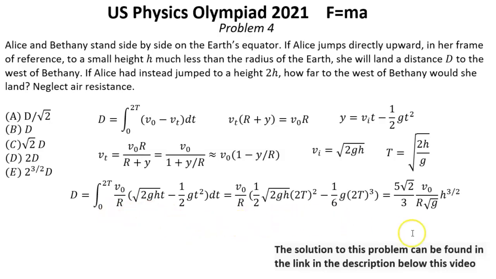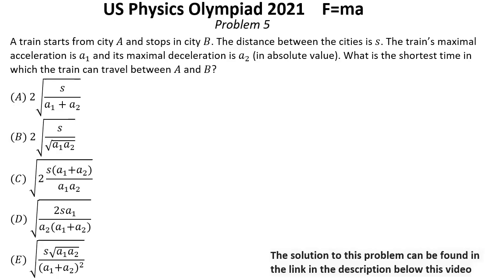Now after calculations we have that distance equal this expression, which is proportional to h power 3 over 2. It means that if we increase height twice, we have total distance equal 2 power 3 over 2 d. This is answer E, and that was the solution for problem number 4.